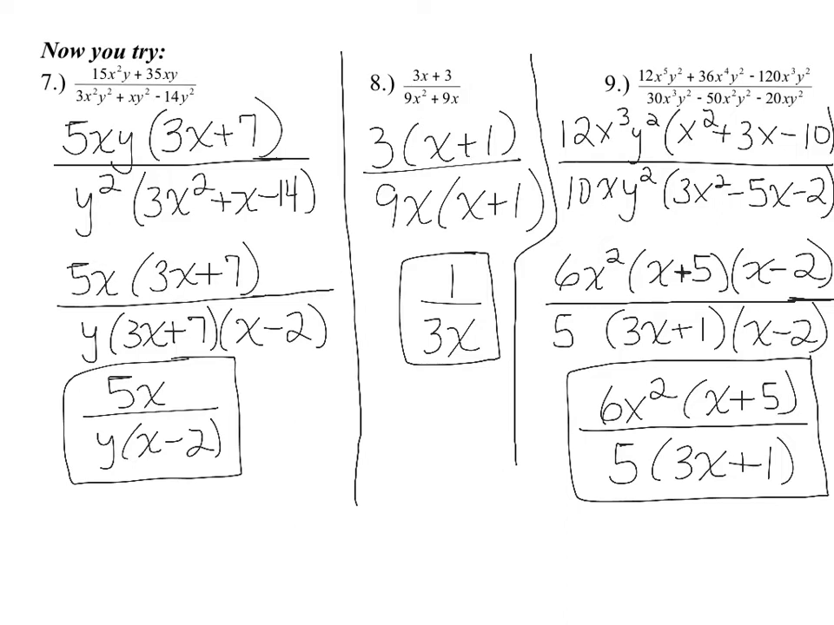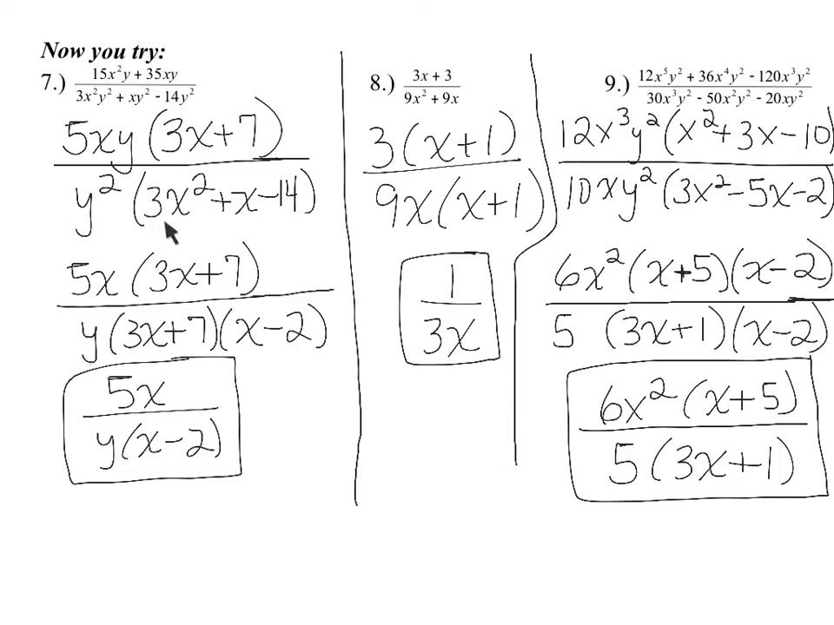So if you take a look at this first polynomial, in the top, I pulled out a GCF of 5xy and was left with 3x plus 7. In the bottom, I pulled out a GCF of y squared and was left with 3x squared plus x minus 14. When I then went to do the next line, you might notice down here that there are some y's missing. That's because this y at the top, I canceled out one y at the bottom, and I am left with 5x over y here.